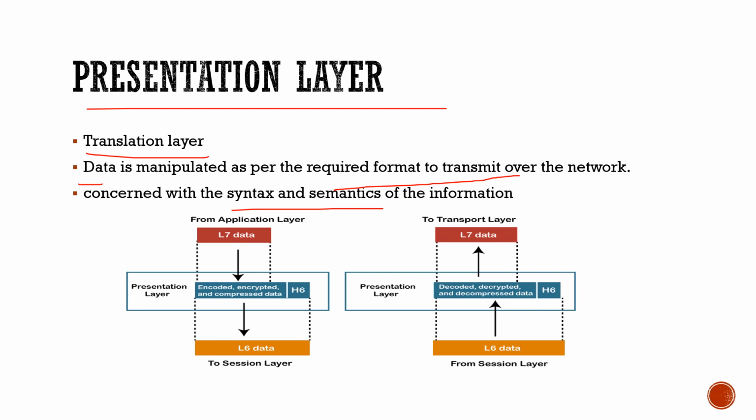Here the data is decoded, decrypted, encrypted, composed, compressed, all the necessary things for the data to be transmitted over a format are done in the presentation layer. From the application layer we receive the data, and it is encoded, encrypted and compressed on the sending side. On the receiving side it is decoded, decrypted and decompressed, and then it is sent to the application layer.